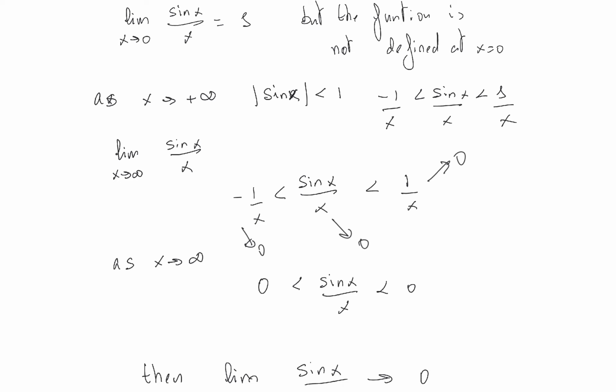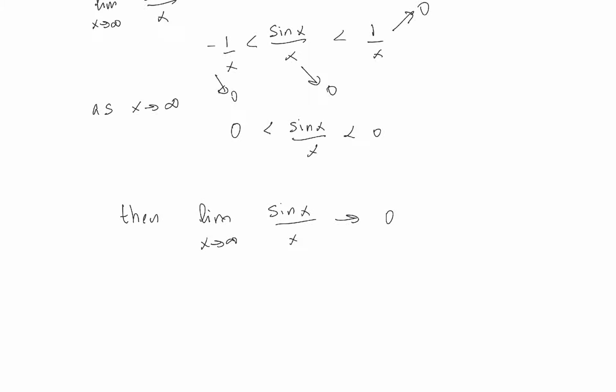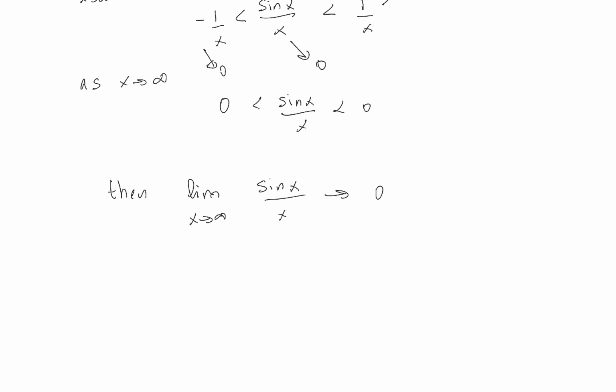It's called the sandwich limit, when you can sandwich the function in the middle, because it's between these two, the middle has to go to zero. So that's proof that the limit of sine of x divided by x tends to zero as x tends to infinity.